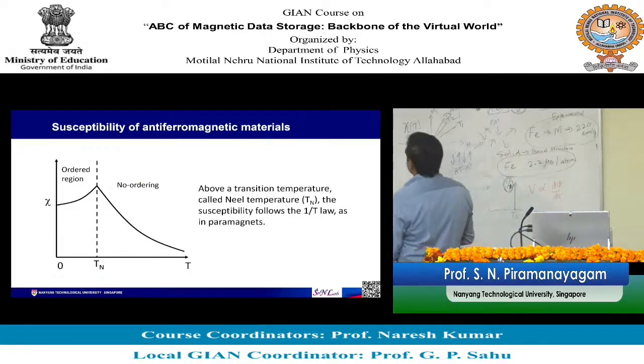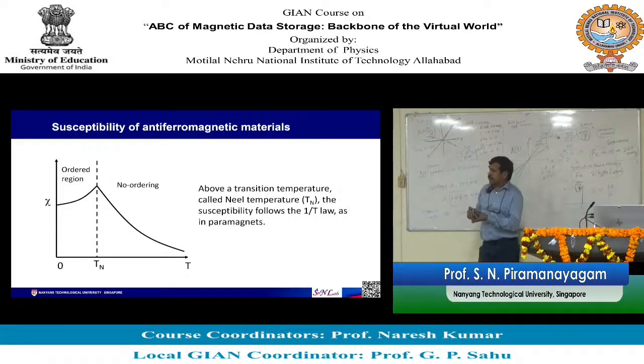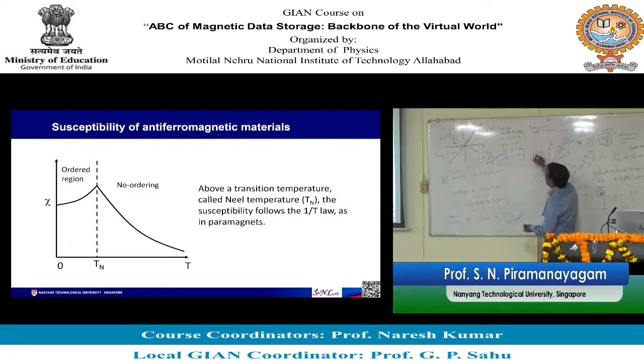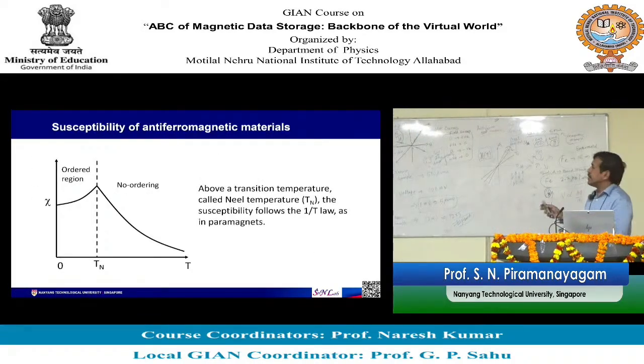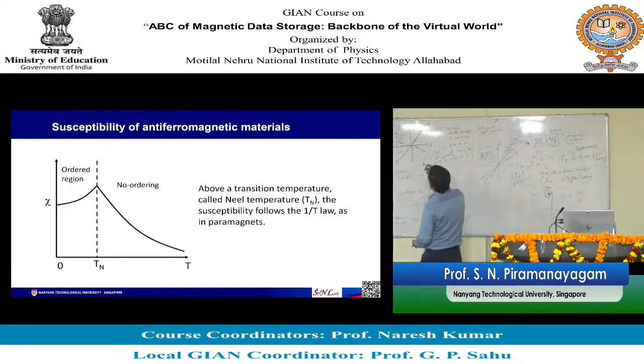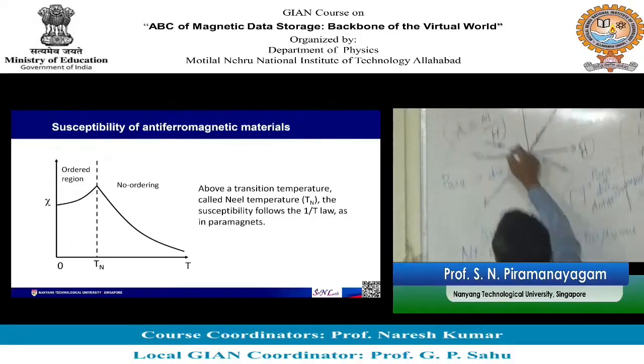So, if I ask you to find out whether a material is paramagnetic or diamagnetic or antiferromagnetic, what you have to do is measure the susceptibility at different temperatures and plot the susceptibility as a function of temperature. When you plot, if you get this, then you can say it is antiferromagnetic. So, that is how we can differentiate between paramagnetic, diamagnetic and antiferromagnetic. They are very simple. The magnetization will either increase as a function of H or decrease as a function of H and so on.